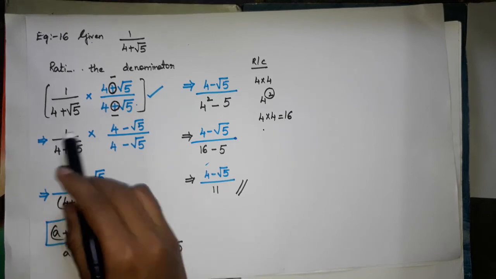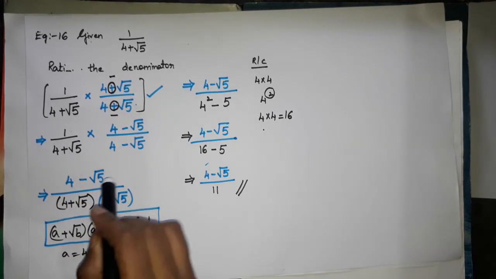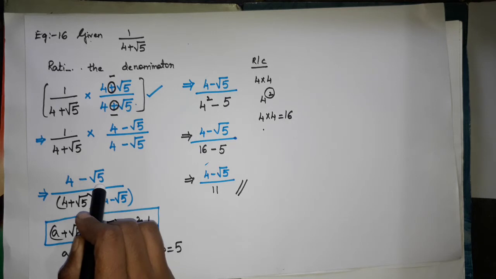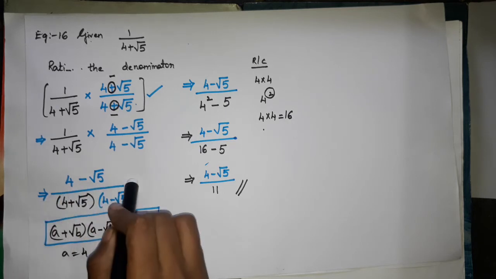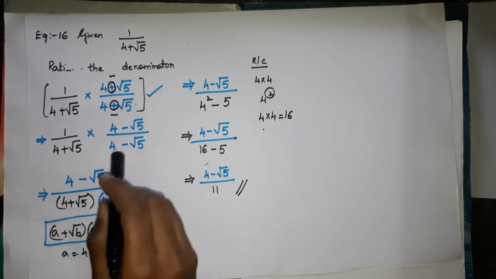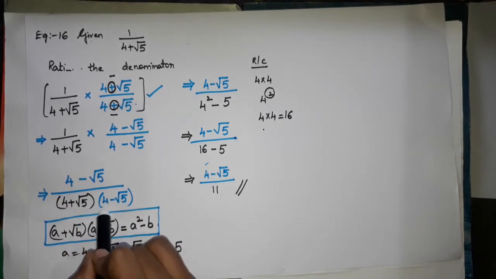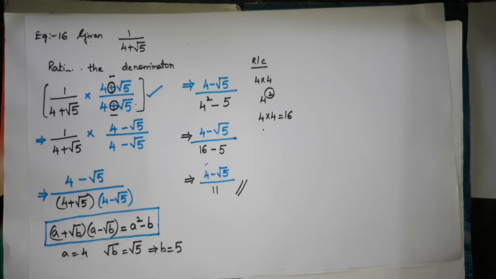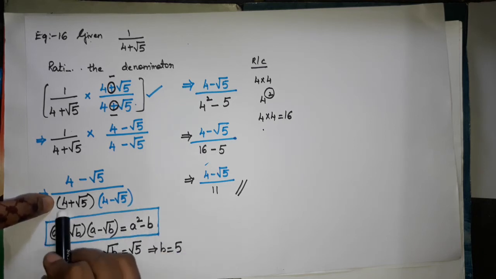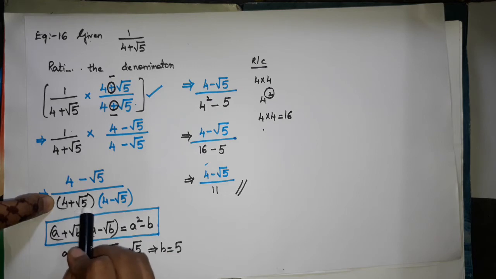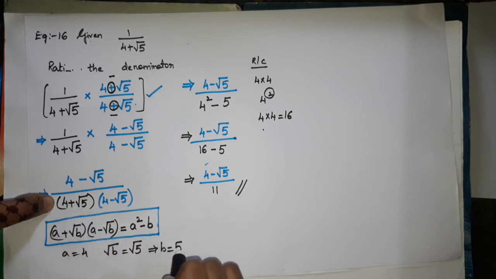1 into 4 will be 4. 1 into minus root 5 will be minus root 5. So, we have written here divided by 4 plus root 5 into 4 minus root 5. Brackets indicate multiplication, children. Then we have to apply this formula, a square minus b. What is a here? A is nothing but 4. B is what? Root b is nothing but root 5. So, b we got as 5.